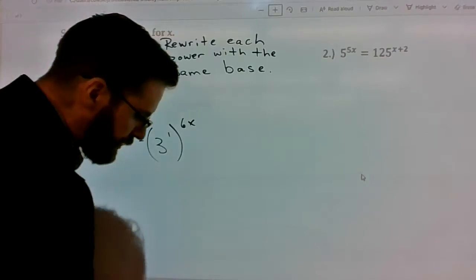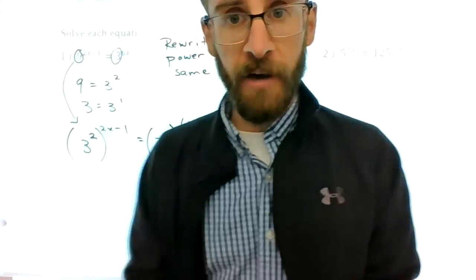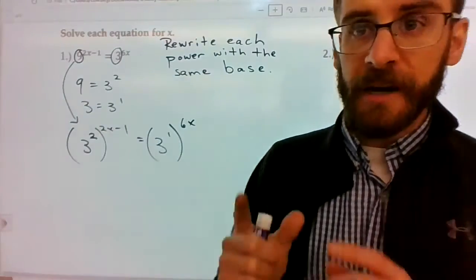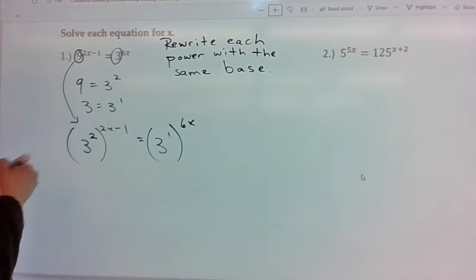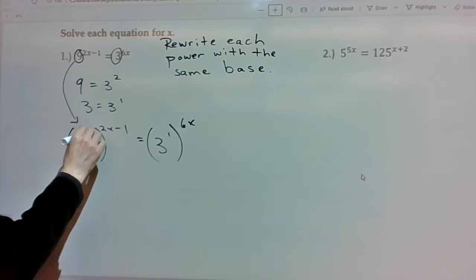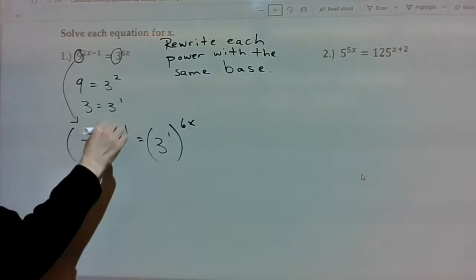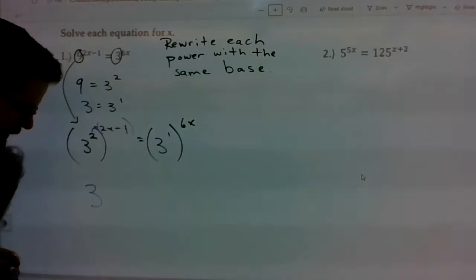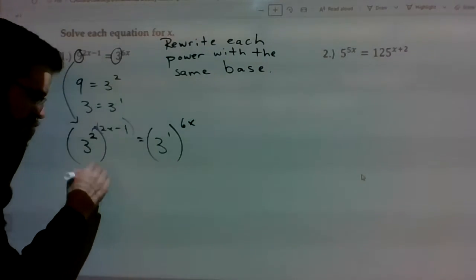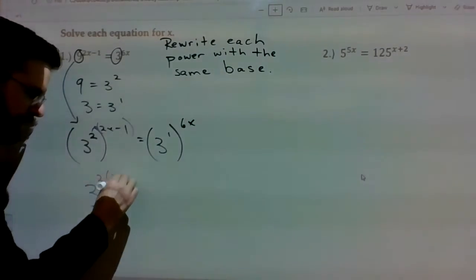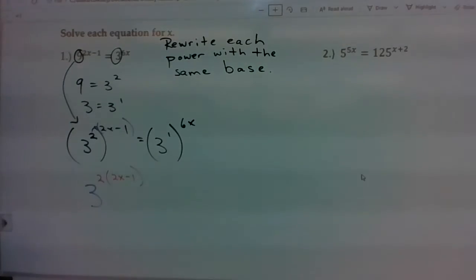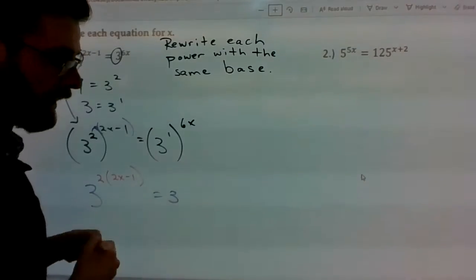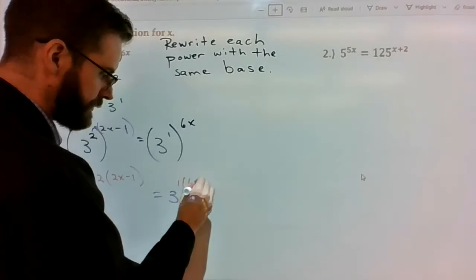At this point, you guys really need to understand your rules of powers. If I have a power to a power, I'm going to multiply the two exponents together. So you're going to take 2 times everything here. So it's going to be 3 to the 2 times 2x minus 1. Over here, it's going to be 3 to the 1 times 6x.